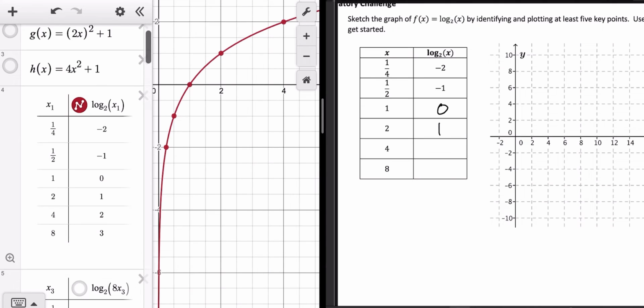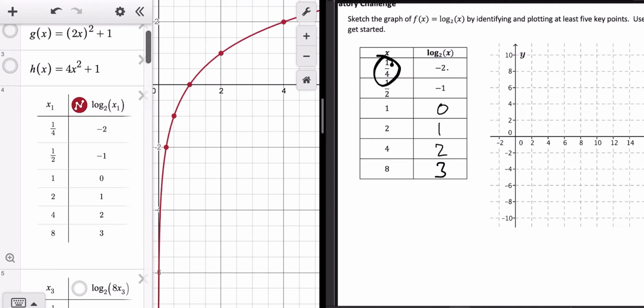2 is 1. 4 is 2. 8 is 3. Now, let's think about it. To what power of 2 would I get a negative 2? Well, that's going to be at 1/4. So at 1/4, I'm going to have a negative 2.